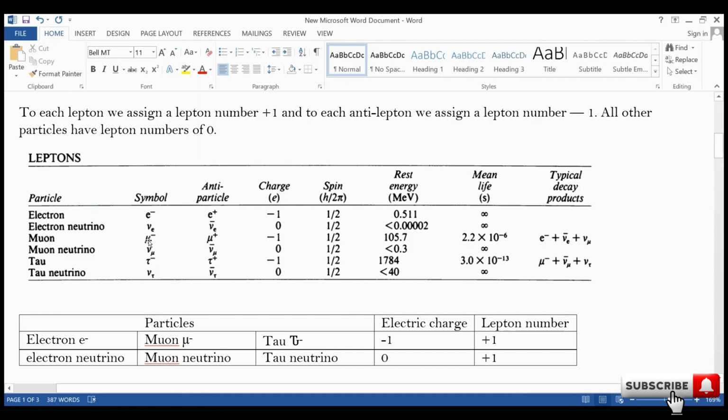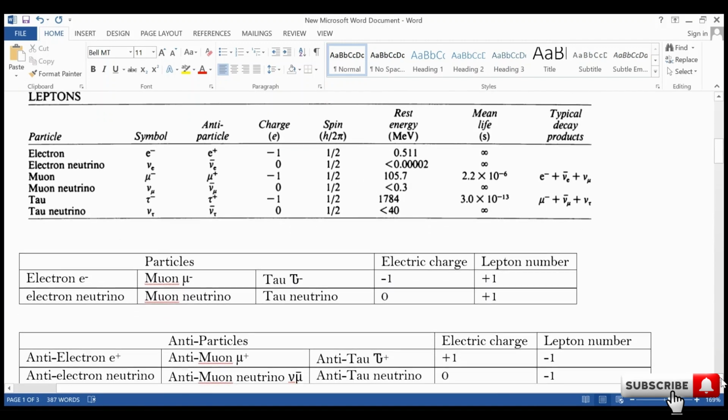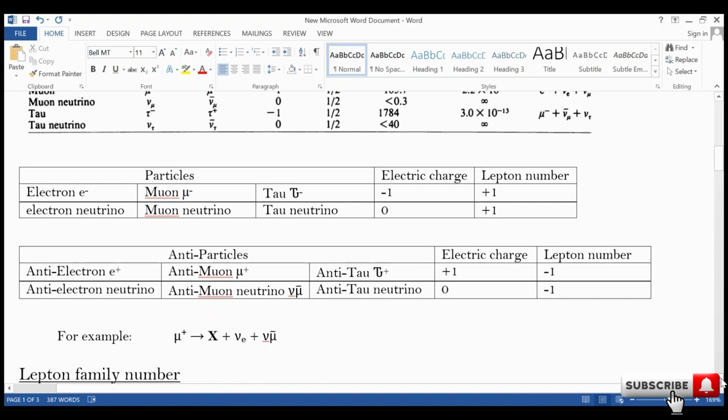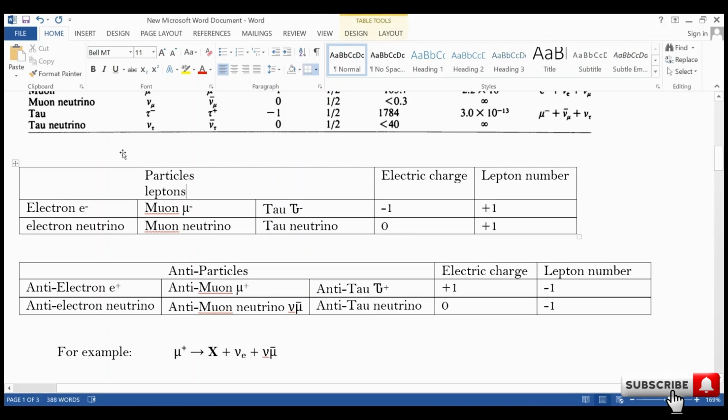As far as the electric charge is concerned, 3 particles, that is electron, muon, and tau, have -1 electric charge, and the rest of the 3 particles, that is electron neutrino, muon neutrino, and tau neutrino, have 0 electric charge. From this table, we have deduced 2 simple and important tables which will be helpful to solve problems regarding the law of conservation of lepton numbers. This table is for particles, that is leptons, and this is for antiparticles, that is anti-leptons.